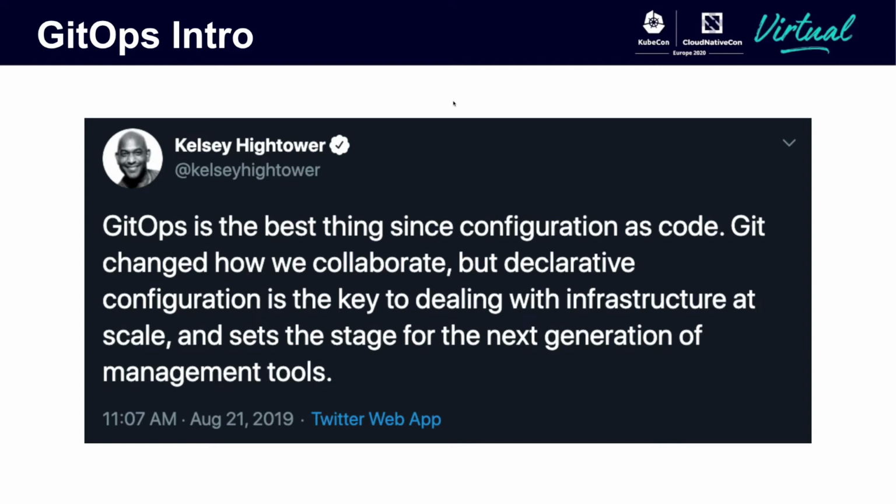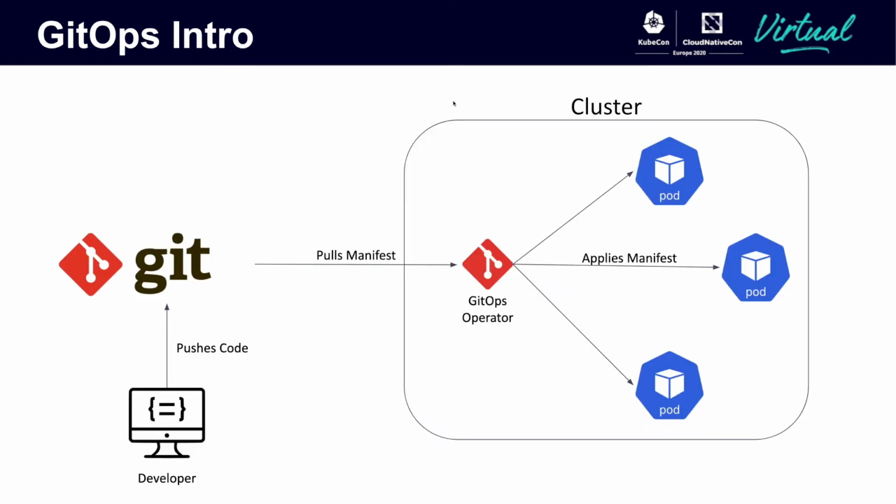As Kelsey says, GitOps is the best thing since configuration as code. And probably the key point for me, similar to Kelsey, is that this is key to dealing with infrastructure at scale. We found this was super beneficial, because the development team didn't need to know where those clusters were. That burden was put on the ops team, or our Kubernetes admin team. And so we were able to work with this.